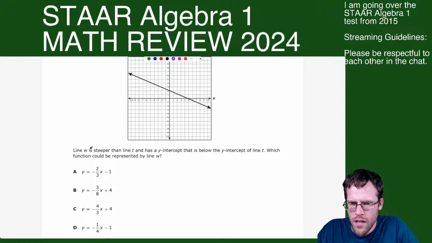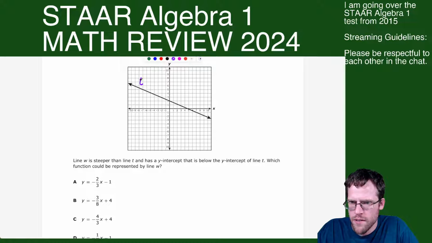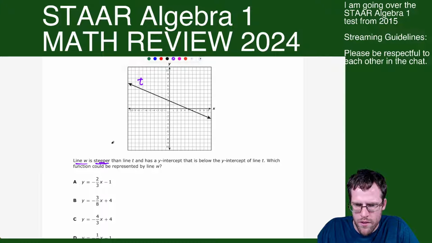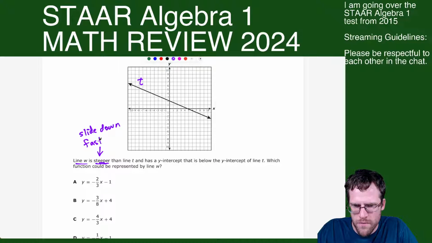Which line is this? The graph of line T. So here's line T. And they told us line W is steeper. This means like in real world language, you would slide down faster. So think if it was a slide or a roller coaster, you would go faster. So that just means it drops at a faster rate. So maybe something like this.